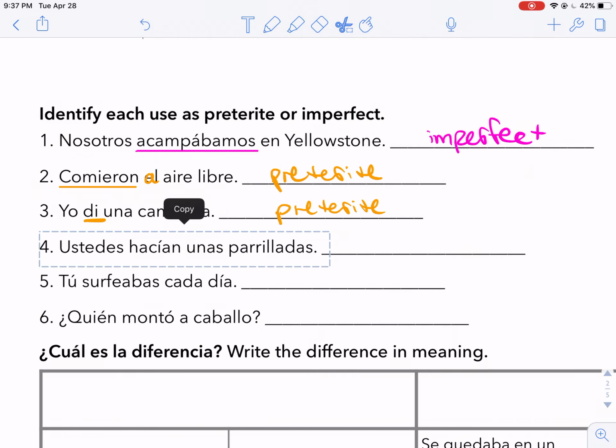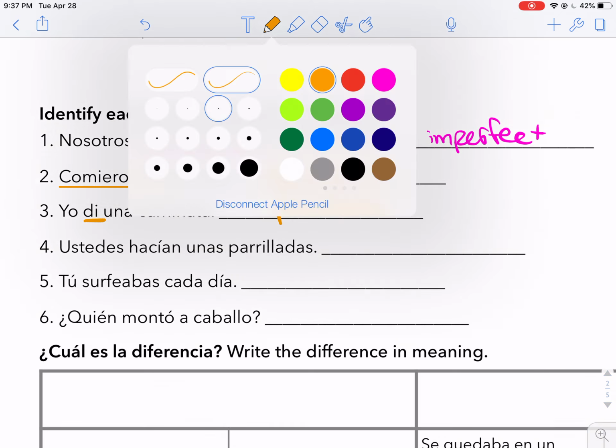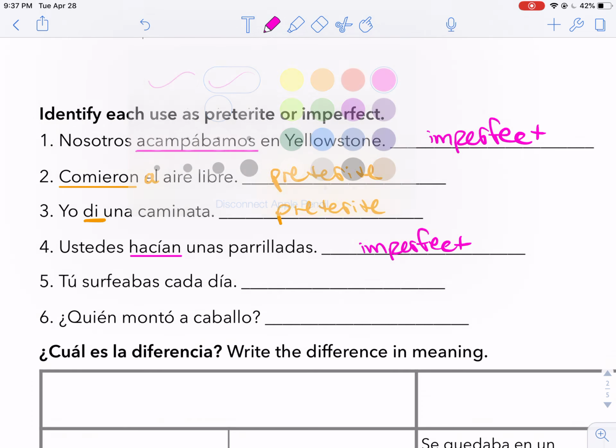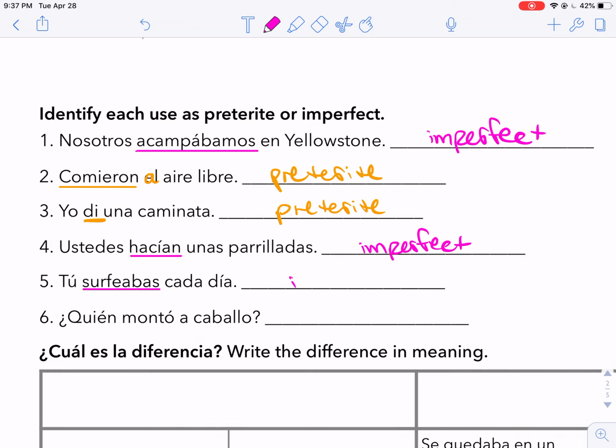Ustedes hacían unas parrilladas. Hacían, imperfect. Tú surfeabas cada día. That is imperfect again. You used to surf every day. ¿Quién montó a caballo? It's the preterite. Who rode a horse yesterday or last week or when you were 5 or something?